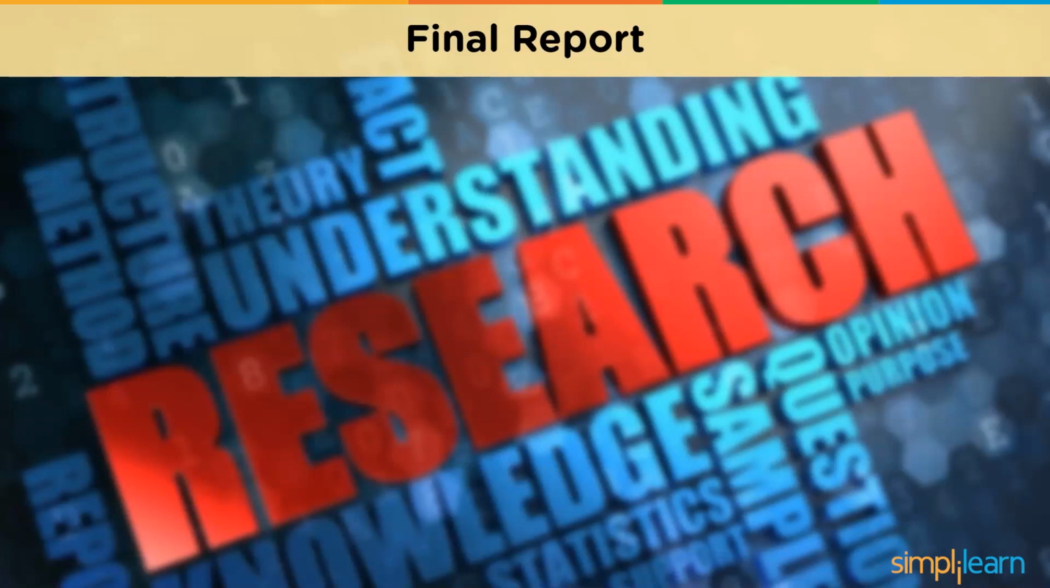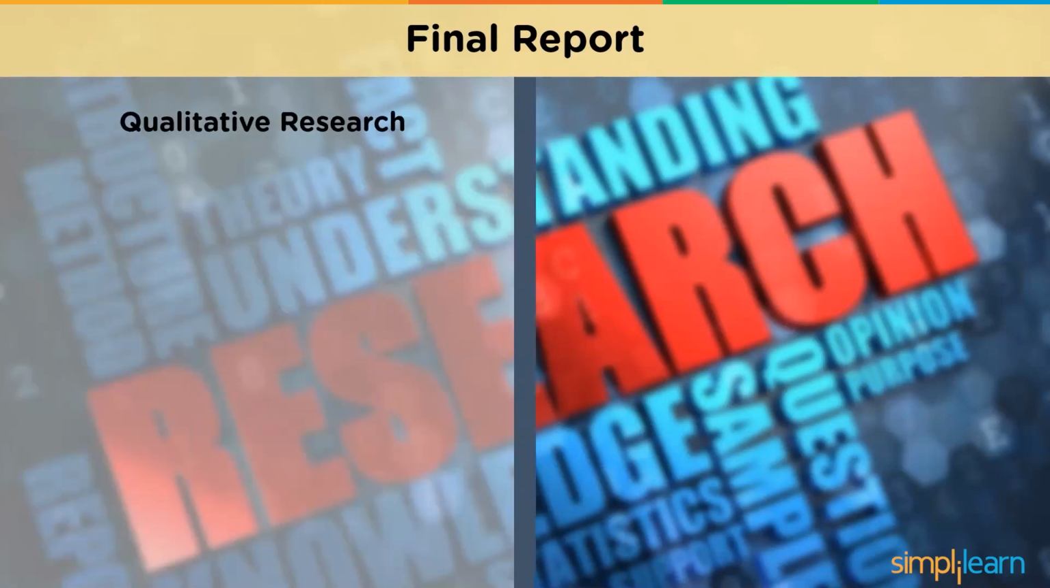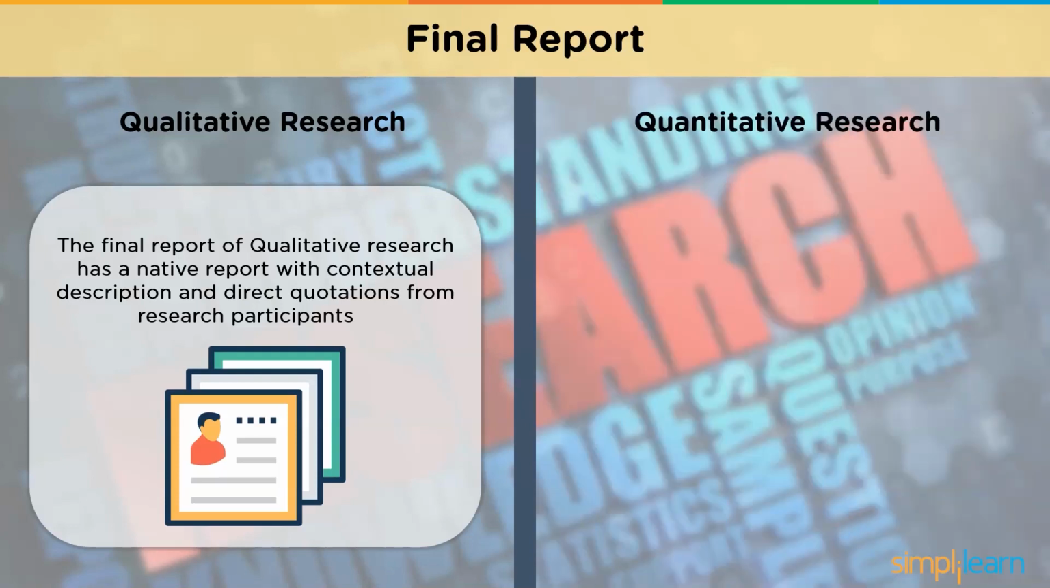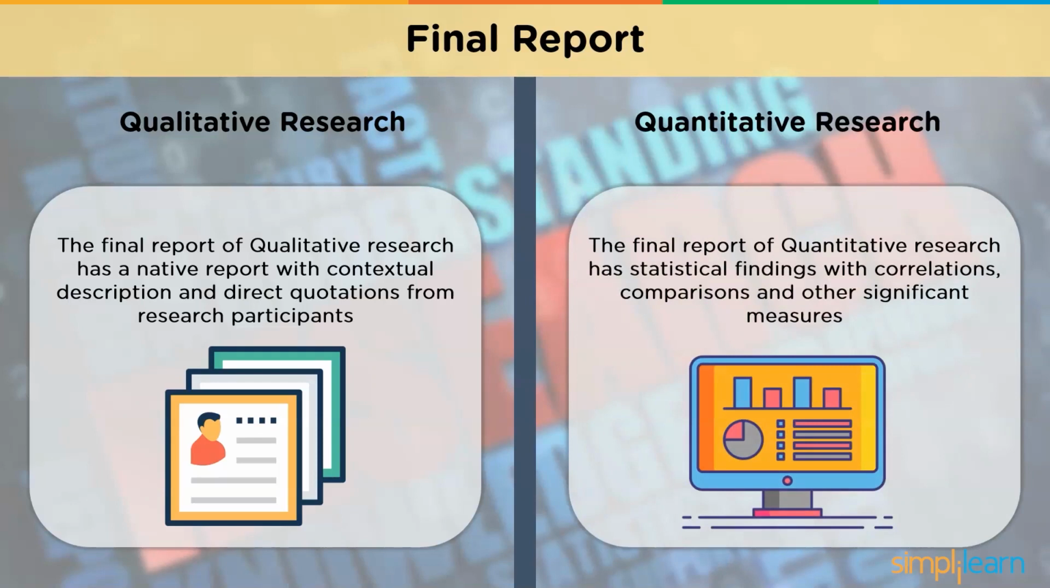And finally, talking about the final report. The final report of qualitative research has a narrative report with contextual description and direct quotations from research participants, while the final report of quantitative research has statistical findings with correlations, comparisons, and other significant measures.